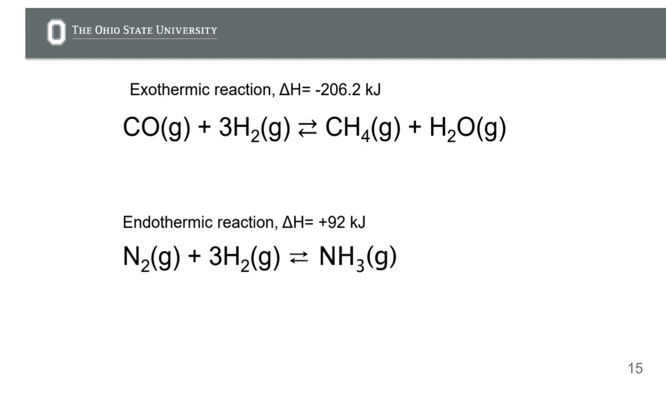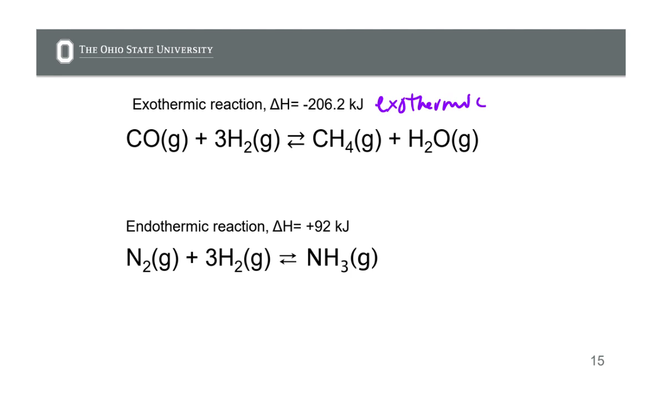Okay, so the first example here, carbon monoxide combines with hydrogen to produce methane and water. Everything's in the gas phase. And we're given a delta H that is negative. Is that exothermic or endothermic? Okay, so this is exothermic. Because of that, heat is a product. So I'm going to simply add it right in my equilibrium.